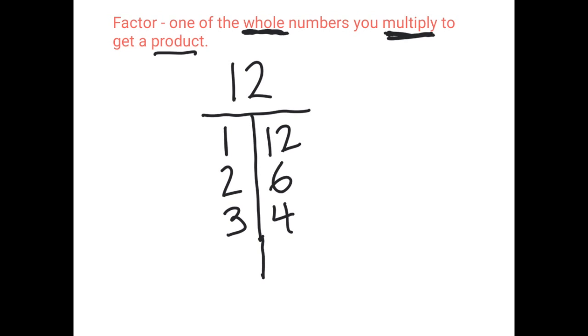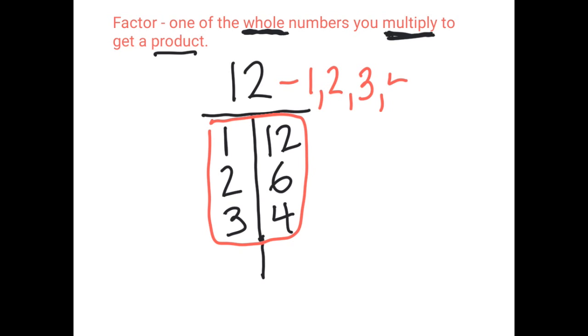Again, I just keep going. Will 4 work? Well, sure, 4 will work because we just found that it'll work. I call it doubling up. Once I've done that, I can stop. I have found all the factors. I don't need 4 again. I don't need to write it down. But I have found all the factors of 12, and they're right here. The factors of 12 are 1, 2, 3, 4, 6, and 12. And notice, they're all whole numbers. So those are all my factors of 12.